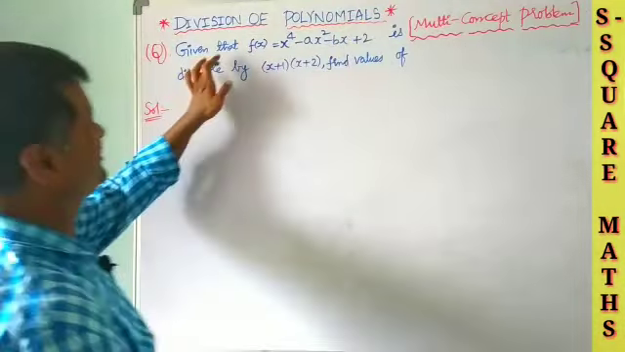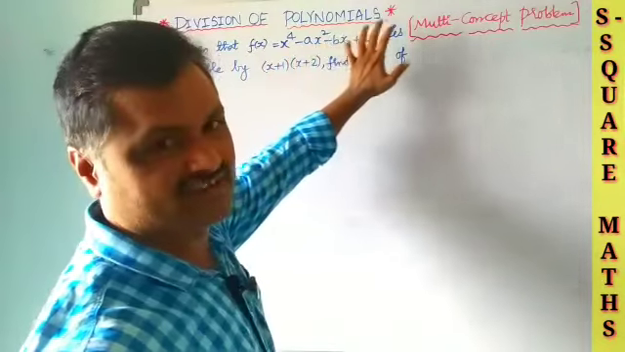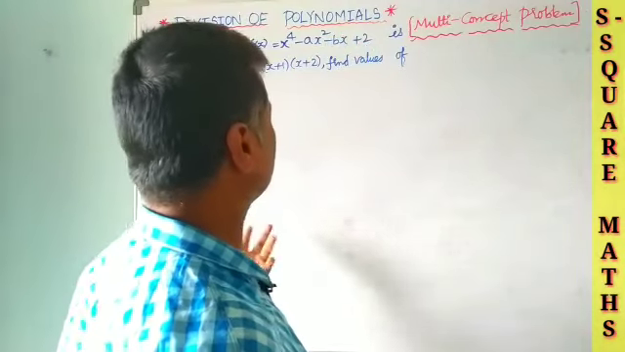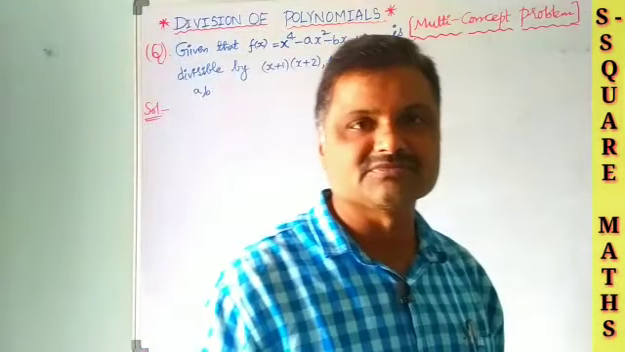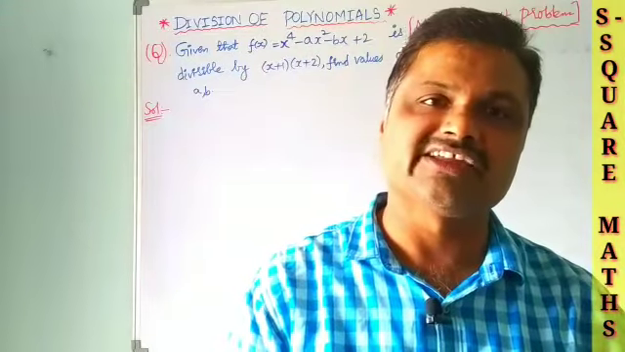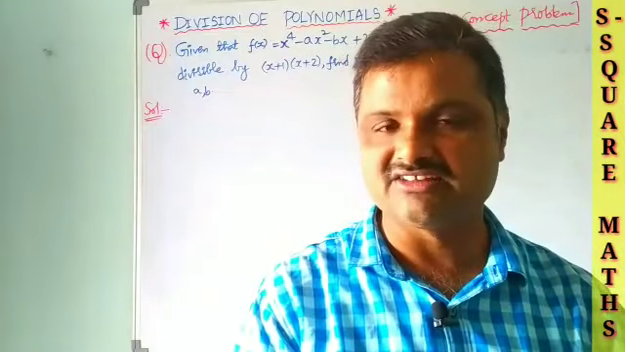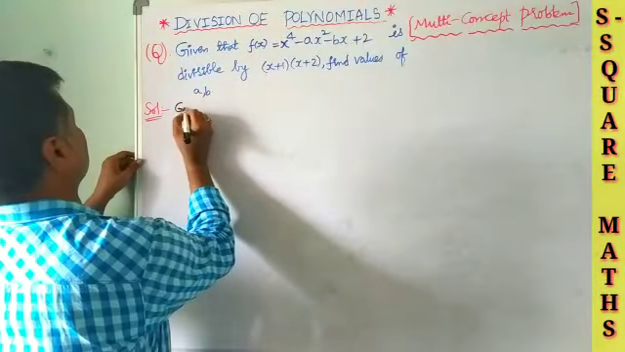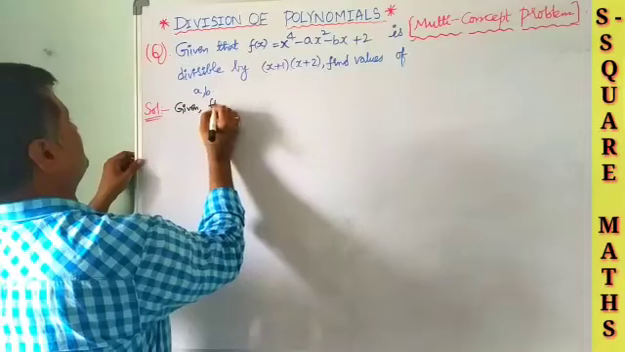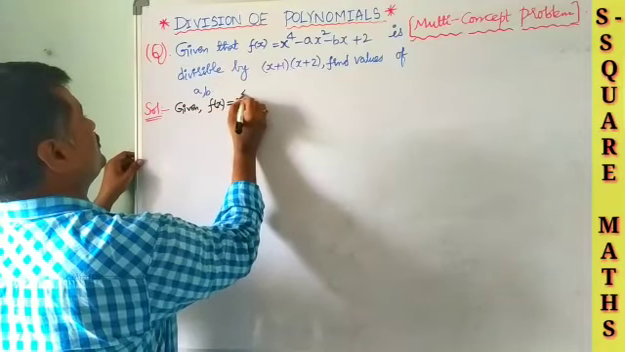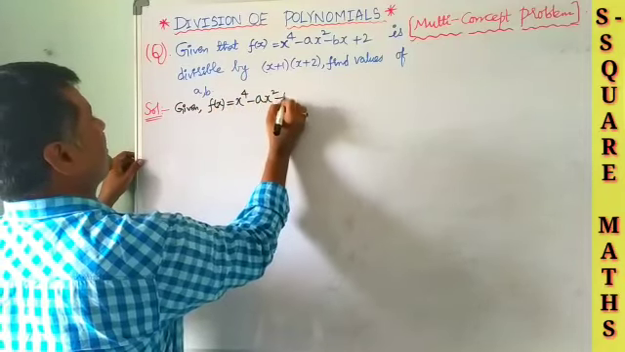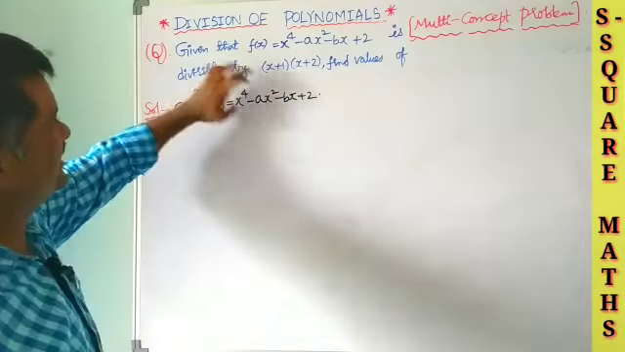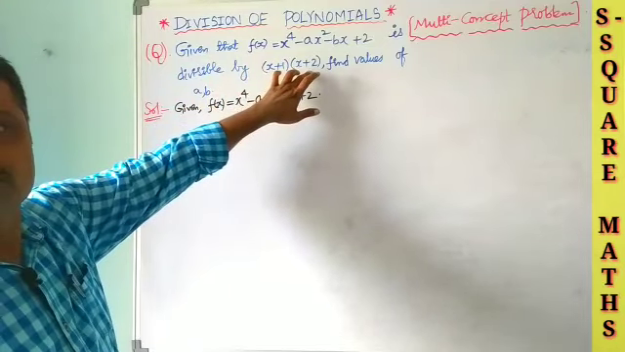Given that f of x is equal to x power 4 minus ax square minus bx plus 2 is divisible by x plus 1 into x plus 2, we have to find the values of a and b. To determine the values of a and b, we are going to apply two different concepts. Let us see now. Given f of x is x power 4 minus ax square minus bx plus 2. It is divisible by both x plus 1 and x plus 2.